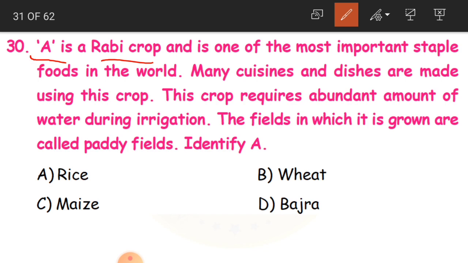This is the most important staple food, a very common food in the world, and we use it in many of our dishes. This crop requires a large amount of water. Abundant is nothing but a large amount of water. When it is irrigated, it requires so much water, and the fields where this crop is grown are called paddy fields. Clear, children? And what is this A that we have to find out? Whether it is rice, wheat, maize or bajra. So paddy fields means, children? Yes, that is rice. A is our answer.